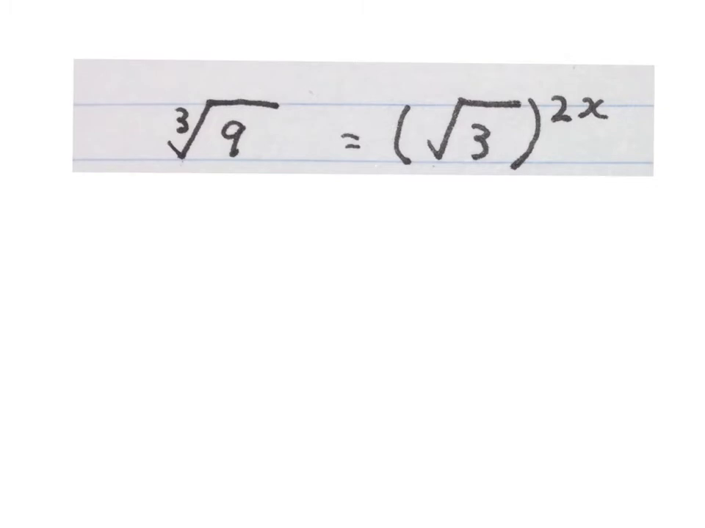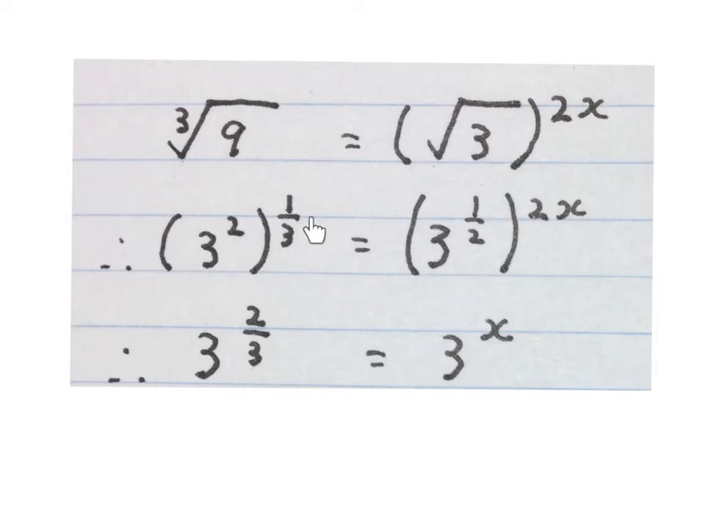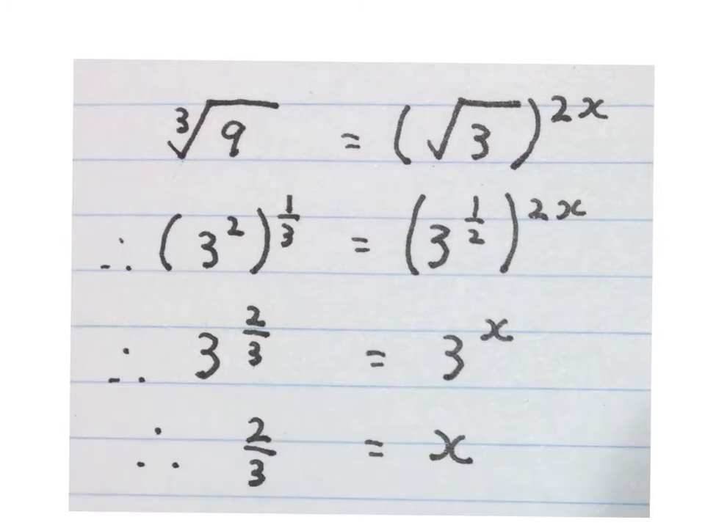The next equation looks like this. We have to solve for x. This 9 we change to 3 squared. The cube root becomes to the power of a third. Here the square root of 3, I make it 3 to the power of a half. Keep the 2x as an exponent. We times the 2 and the third, we get 2/3 in the exponent. We times the half and the 2x, we get an x in the exponent. Because the bases are the same, I may drop the 3's. Final answer, x equals 2 over 3, or 2/3.